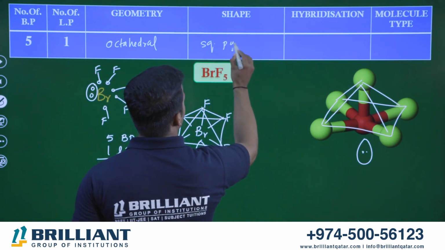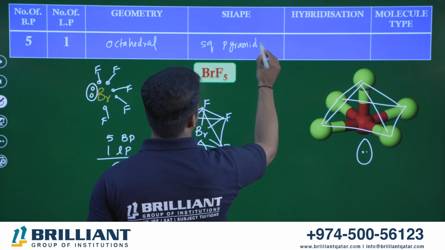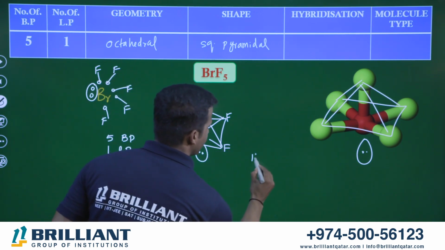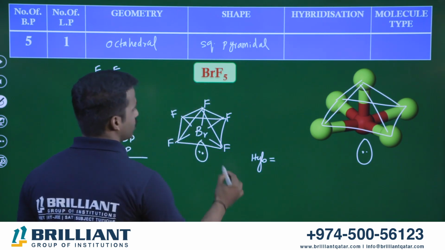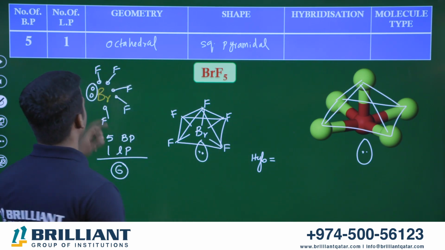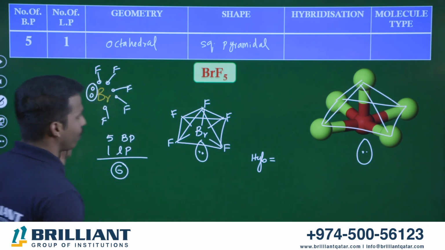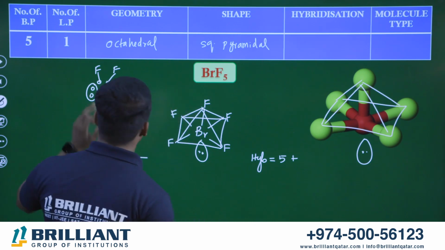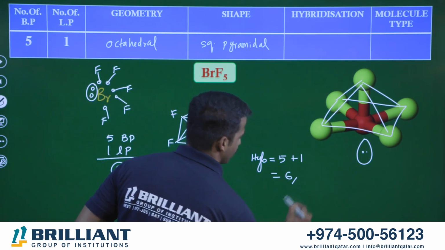Square pyramidal. Just 1 pyramid. Let's go to the hybridization. Hybridization is equal to the sum of sigma bonds and lone pairs. How many sigma bonds? 1, 2, 3, 4, 5. 5 sigma bonds. How many lone pairs? Only 1. Total is 6.